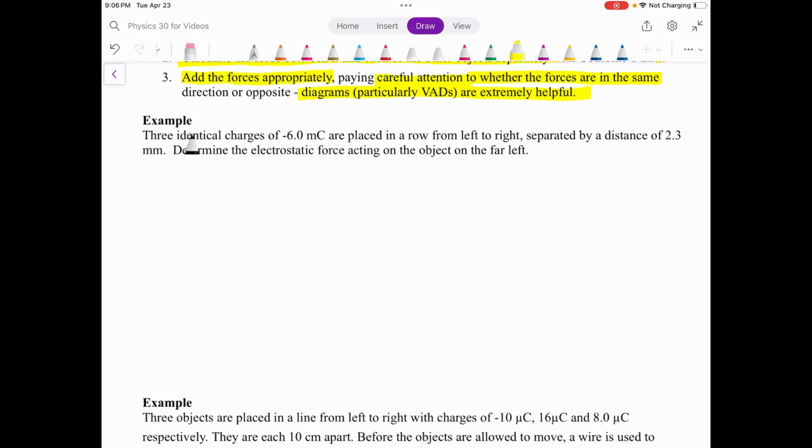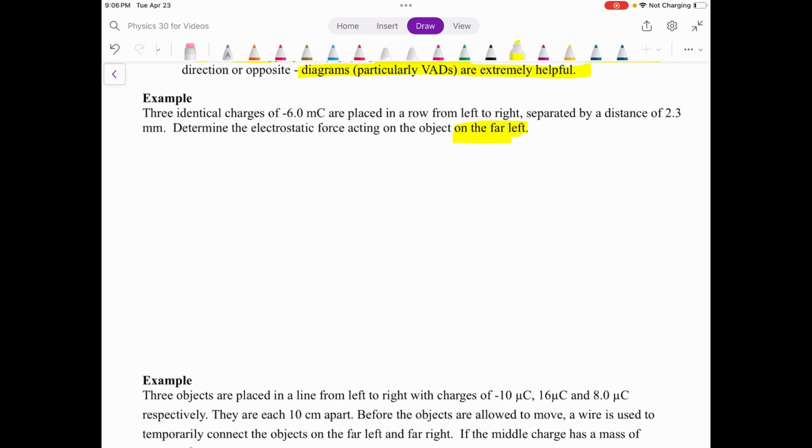So 3 identical charges of -6 millicoulombs are placed in a row from left to right, separated by a distance of 2.3 millimeters. Determine the electrostatic force acting on the object on the far left. Okay, so that's important. We're putting ourselves in that charge's shoes. Let's just draw a picture.